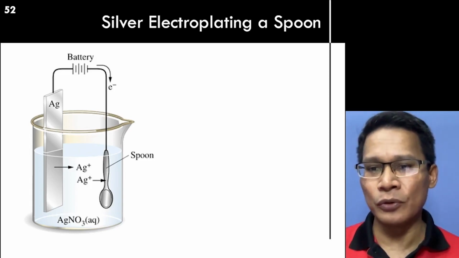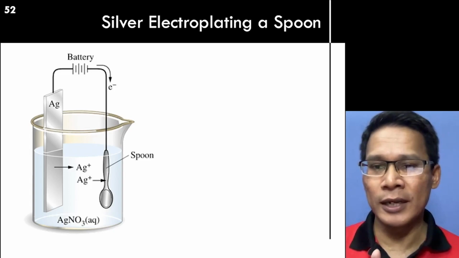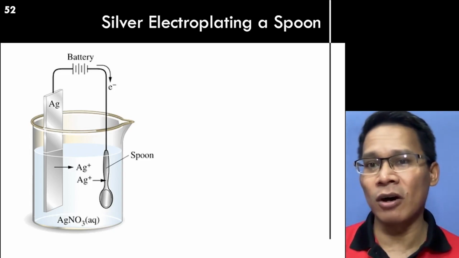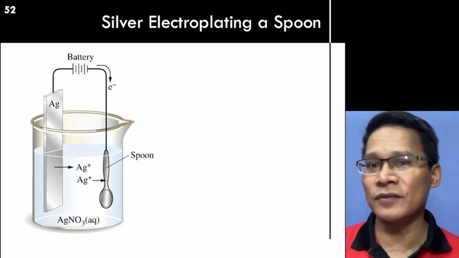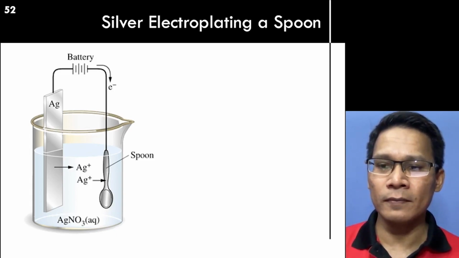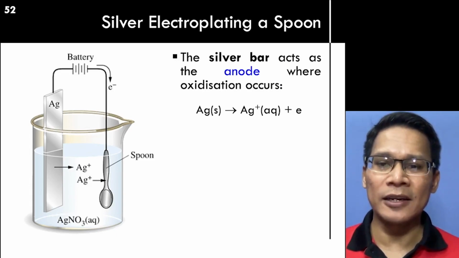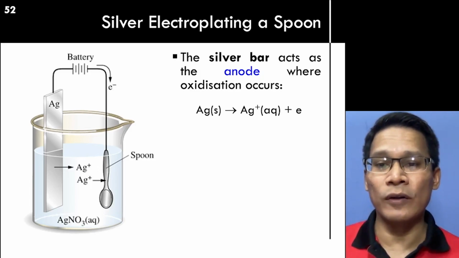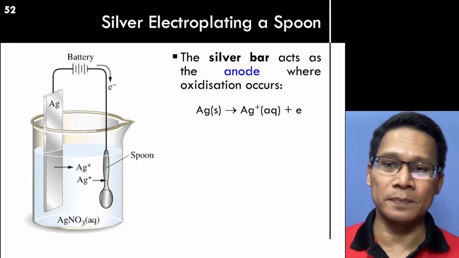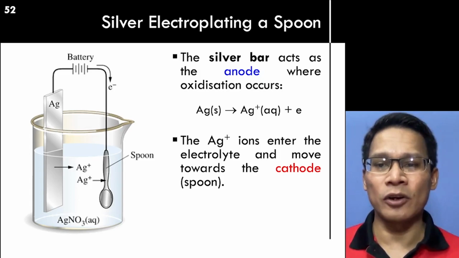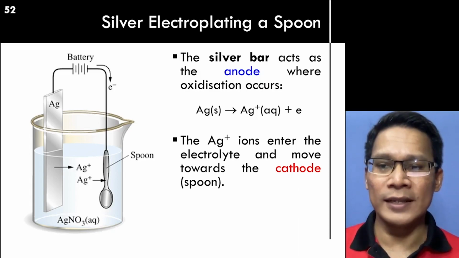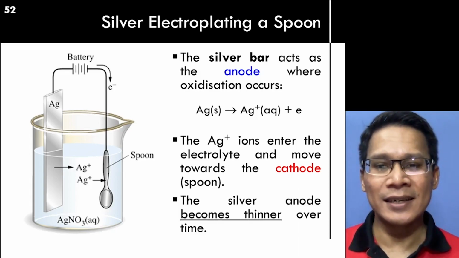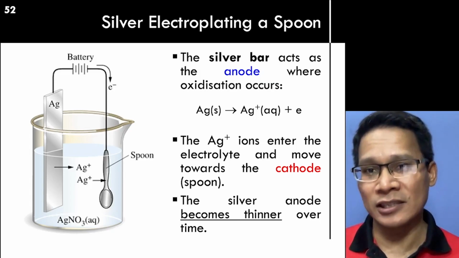To electroplate the spoon, make sure that it becomes the cathode by attaching it to the negative terminal of the battery. The silver bar is the anode attached to the positive terminal of the battery. At the anode, silver undergoes oxidation by releasing electrons to become silver ions, which will flow into the silver nitrate solution. These silver cations are naturally attracted to the spoon cathode. Over time, the silver anode will become thinner as more and more silver are oxidized to ions.